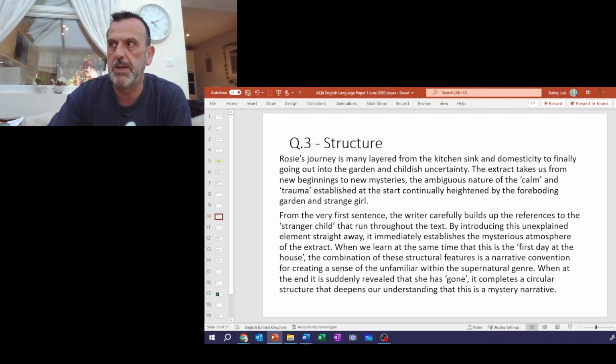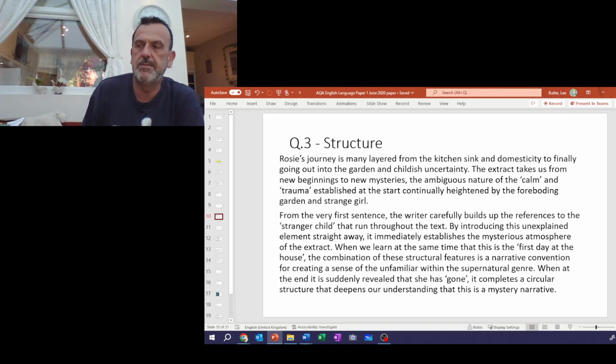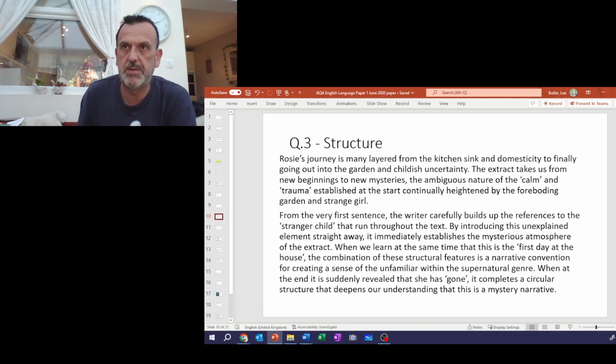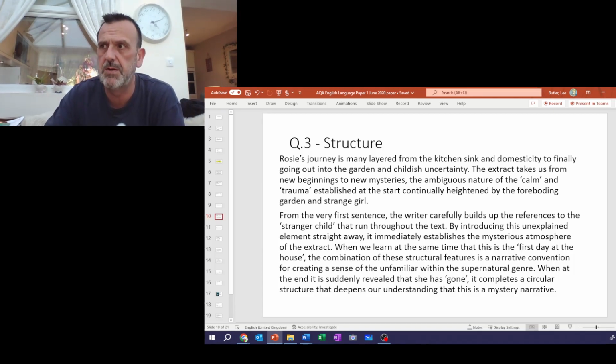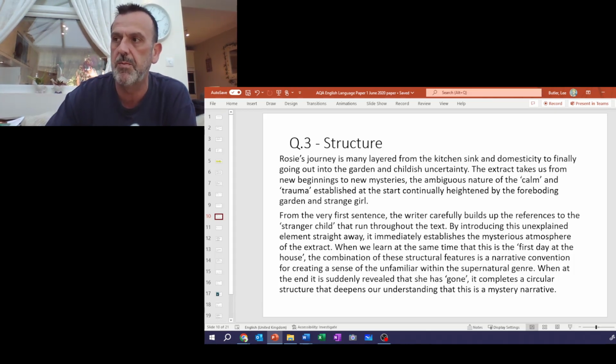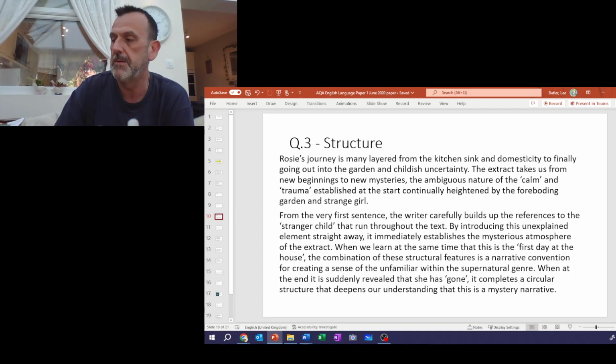I've added this first bit in. Again, I've used similar words in each question. It doesn't matter, because if it's still relevant, you're still going to get marks because you're talking about a different aspect. Rosie's journey is many layered, from the kitchen sink and domesticity to finally going out into the garden and childish uncertainty. The extract takes us from new beginnings to new mysteries. The ambiguous nature of the calm and trauma established at the start, continually heightened by the foreboding garden and the strange girl.